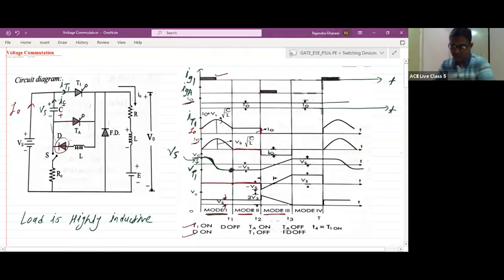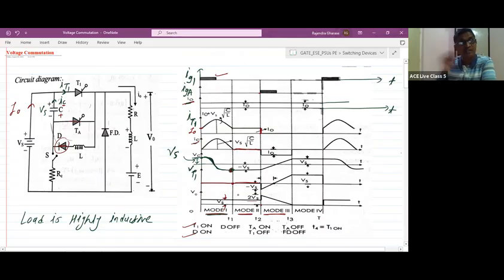Here IC is a constant current. IT1 is 0 because thyristor T1 has turned off, so IC is equal to 0. The capacitor is discharging through the load, and current is flowing through the load, so the load current is constant. So the load current is constant, IT1 is 0, and IC is minus I0.